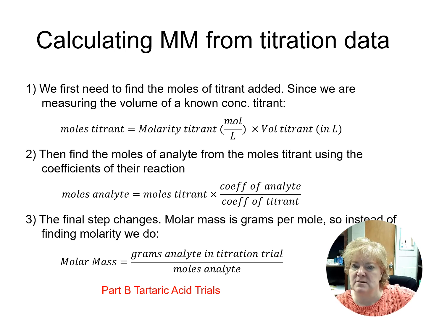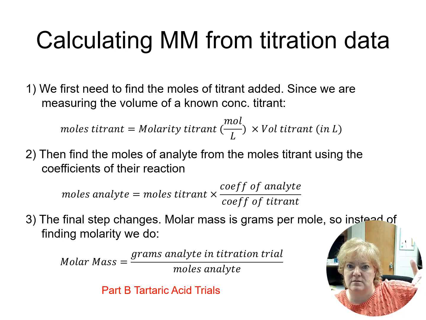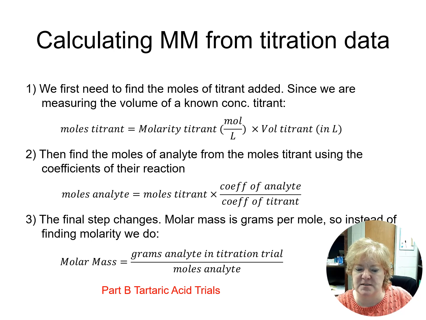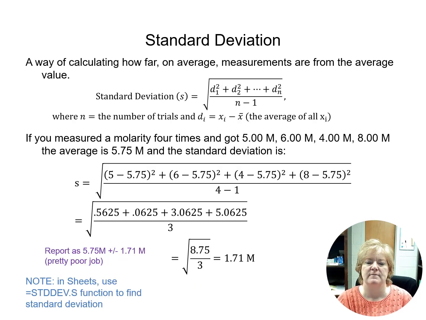Molar mass is grams that I figured out from my proportion that I took of the volume and of the mass. And then the moles of analyte is from step 2. I calculate my molar mass. I'll do that 3 times and get 3 different molar masses for my 3 trials.